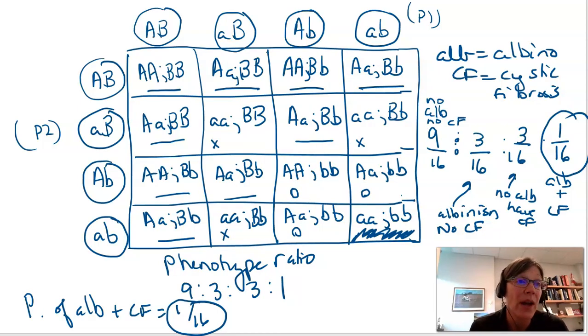So that's what I could tell that couple if they came in to me for genetic counseling. Given their genotypes, the probability of your baby having both albinism and cystic fibrosis is 1/16th. You know, and then they would have information as they went about their family planning.